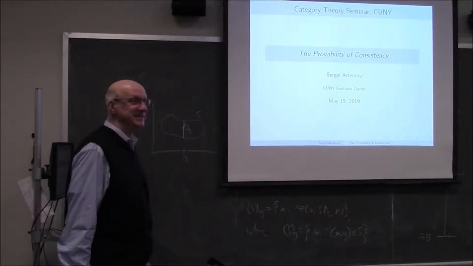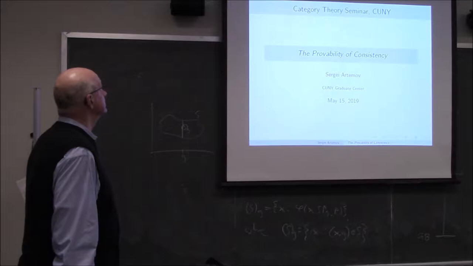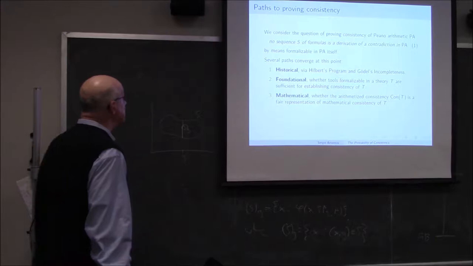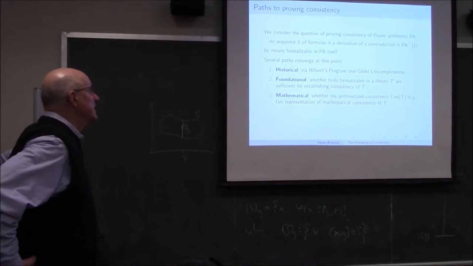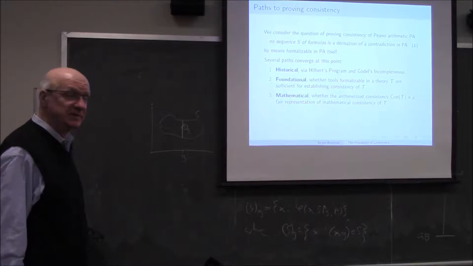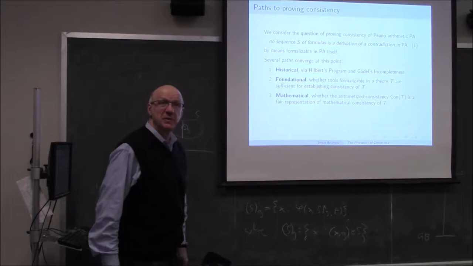So, the provability of consistency. We can see the question of proving consistency of Peano arithmetic. Consistency is conventionally stated as: no sequence S of formulas is a derivation of a contradiction in Peano arithmetic. This looks like a 1920s or 1930s discussion, by means formalizable in Peano arithmetic itself, and of course there should be a lot of talk to explain what we mean and to put it into context.